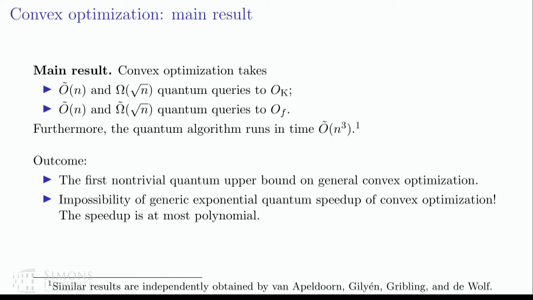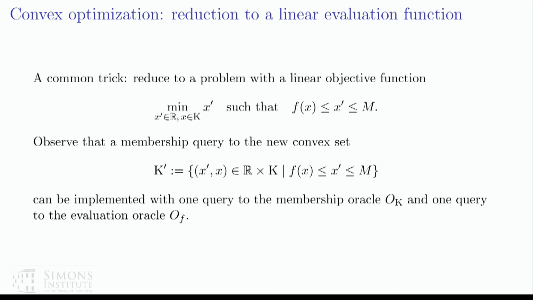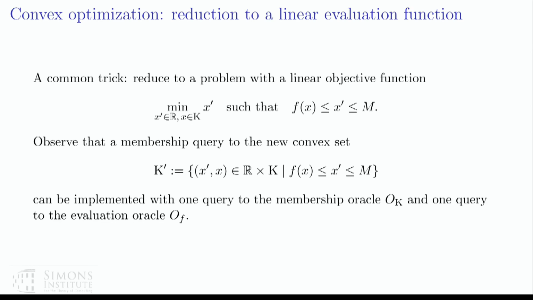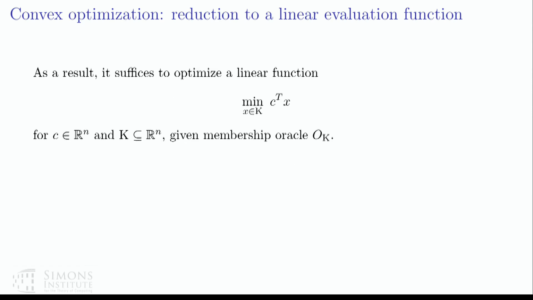And actually, the speedup is polynomial. So maybe let me just quickly go through the rest of my talk. But I think the strategy here is that in general, you can reduce the convex optimization problem with a very general convex function to an n plus 1 dimensional convex optimization problem, but the corresponding function is linear.